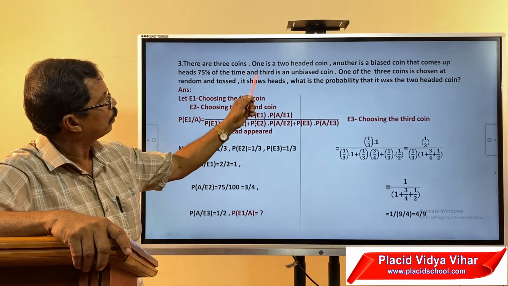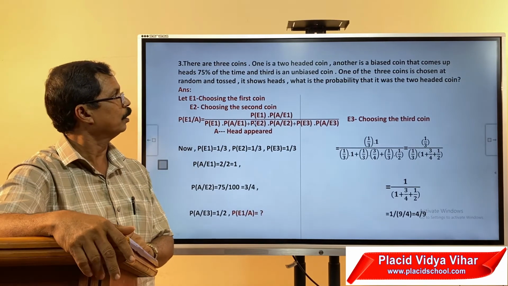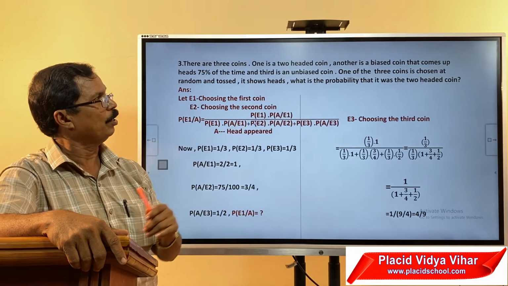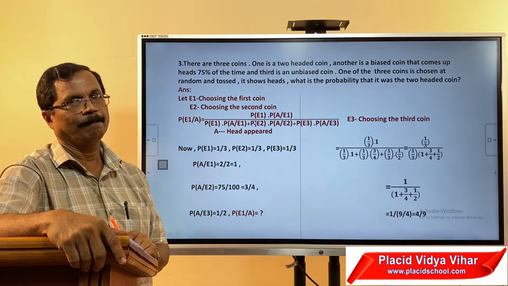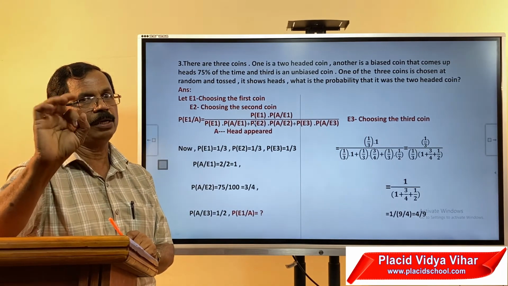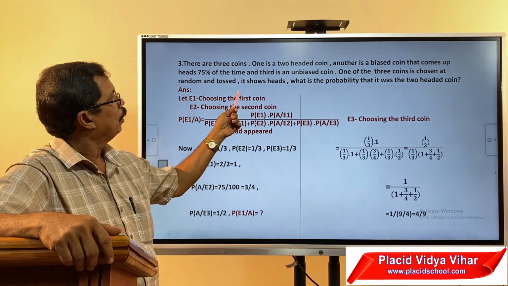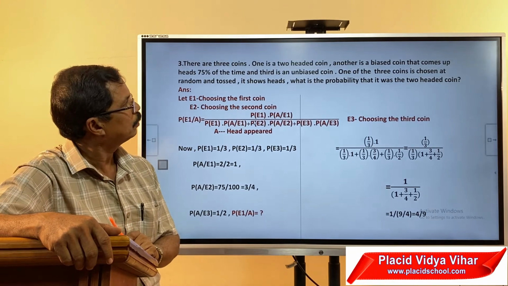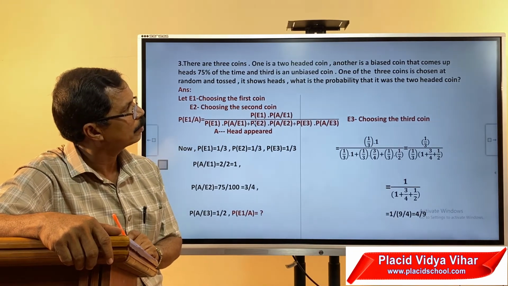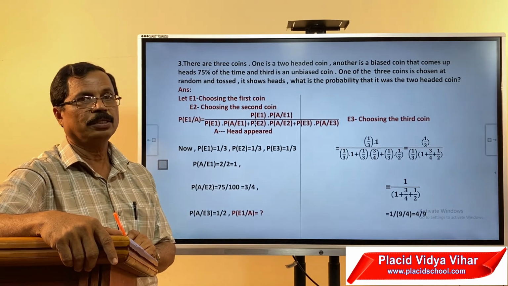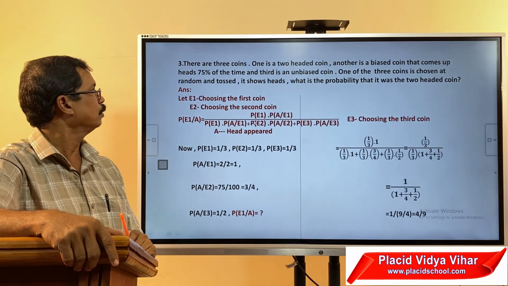And the third is an unbiased coin. That is our usual coin. Then one of the 3 coins is chosen at random. Read it carefully. One of the 3 coins is chosen at random and tossed. It shows head. Then what is the probability that it was the 2-headed coin? That is your question. I think all of you have understood this.